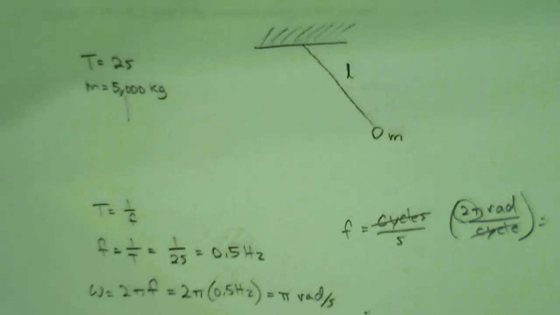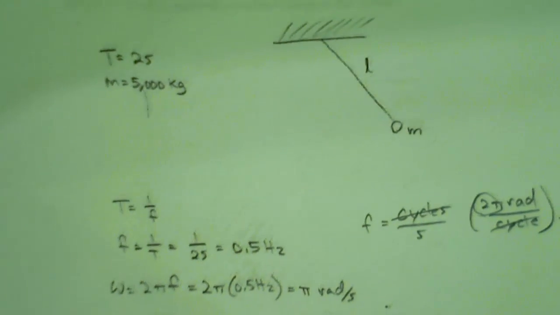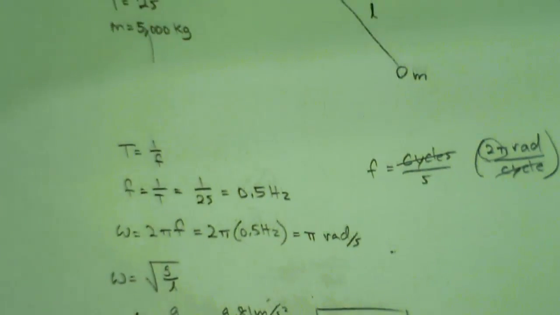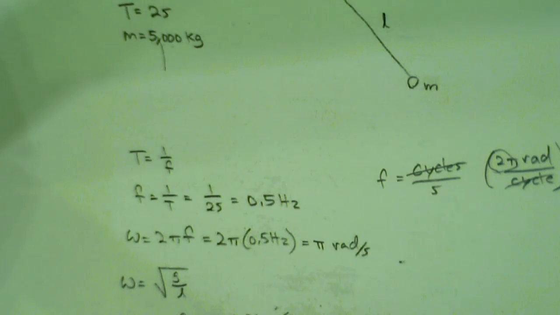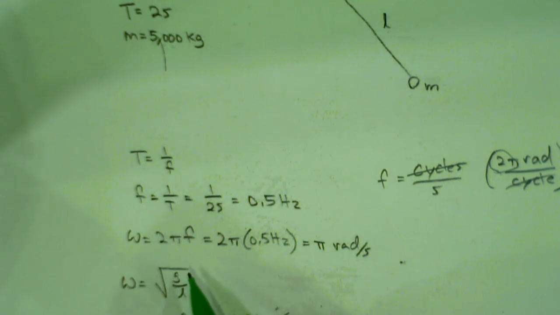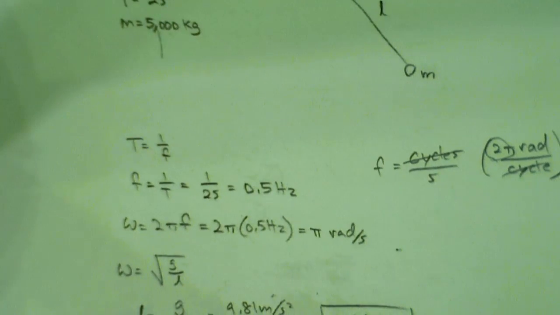And now the question asks to find the length of the pendulum. So we got to use this equation, which is also in your formula sheet. So omega is equal to the square root of g over L, where g is the gravitational acceleration. And because it's on Earth, we can use 9.81. If it were on a different planet, you'd have to use a different g value for that planet.